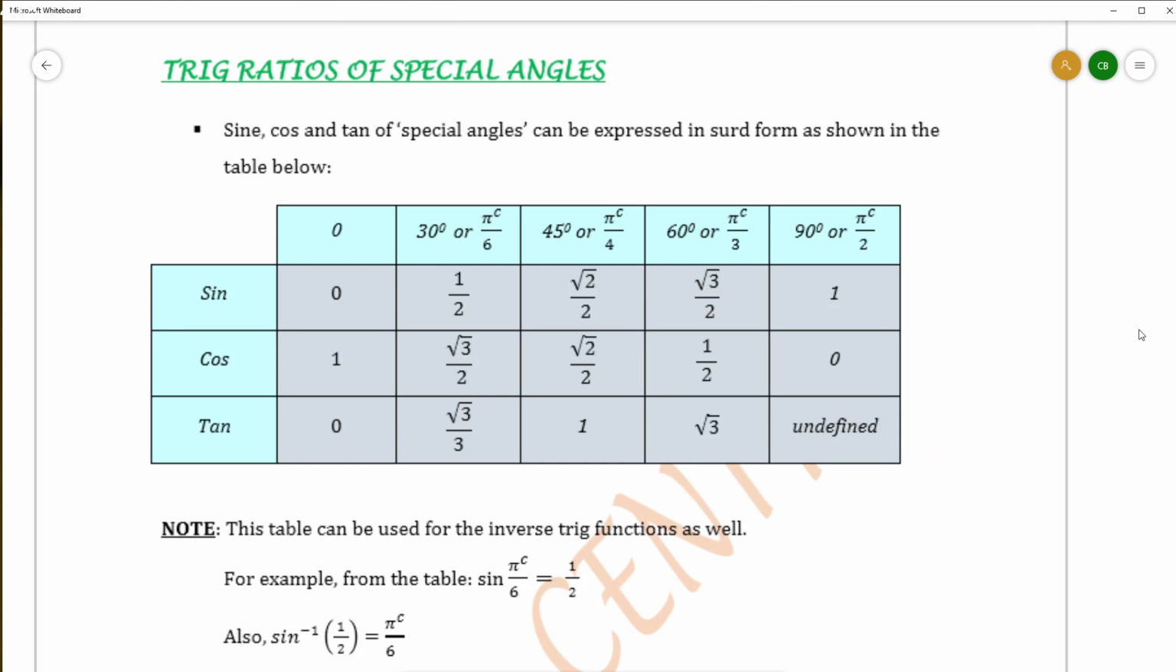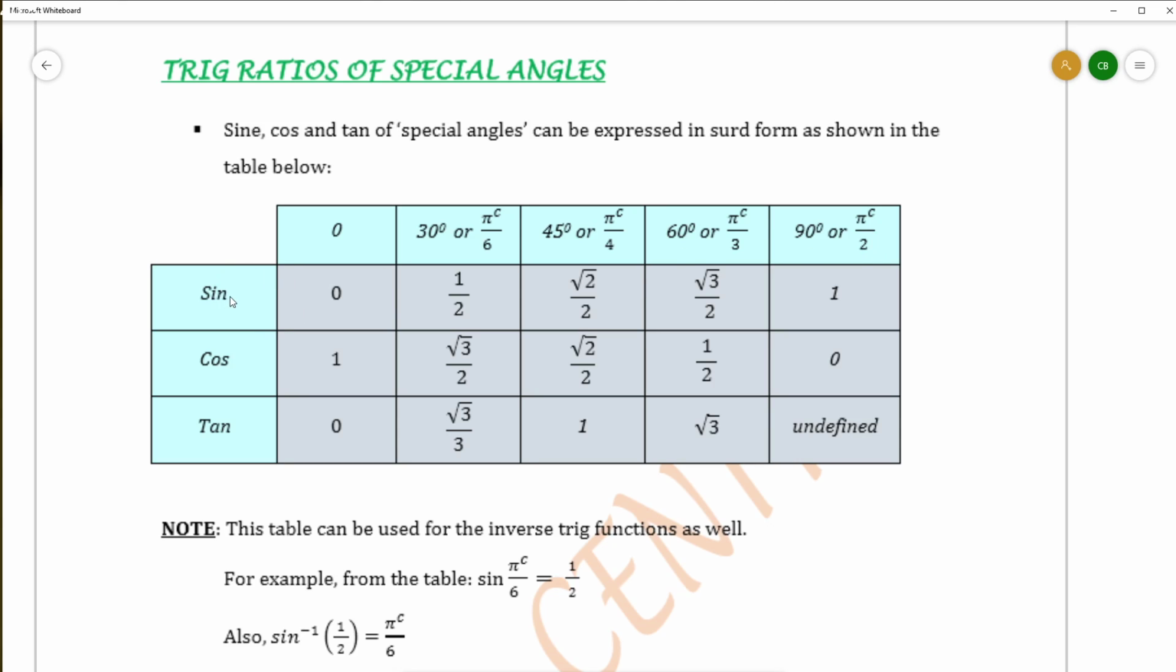But before we do that, we have a table here which shows us the trig ratios of special angles. These special angles mean that they can be expressed in surd form. So this applies to the angles 0 degrees, 30 degrees, 45 degrees, 60 degrees or 90 degrees. And in terms of radians, 30 degrees would be pi over 6 radians, 45 degrees would be pi over 4 radians, and 60 degrees would be pi over 3 radians, 90 degrees pi over 2 radians.